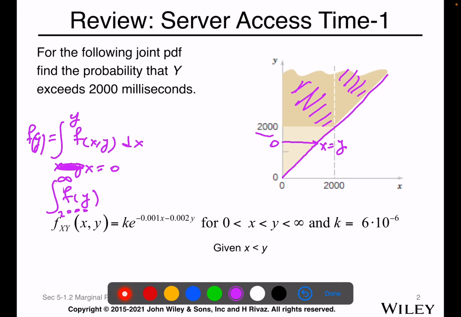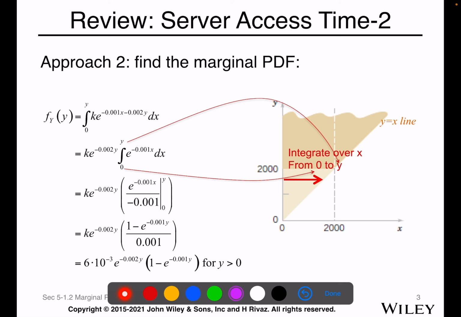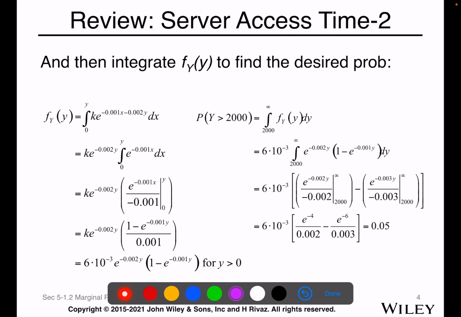Any questions about how we did this? We did this on Monday. Okay. So you can see the steps here. First, we calculated f of y, which is this. Again, you can see that it's only a function of y. There's no x here. And then we calculated the integral of this function from 2,000 to infinity, and we get a number here, 5%.